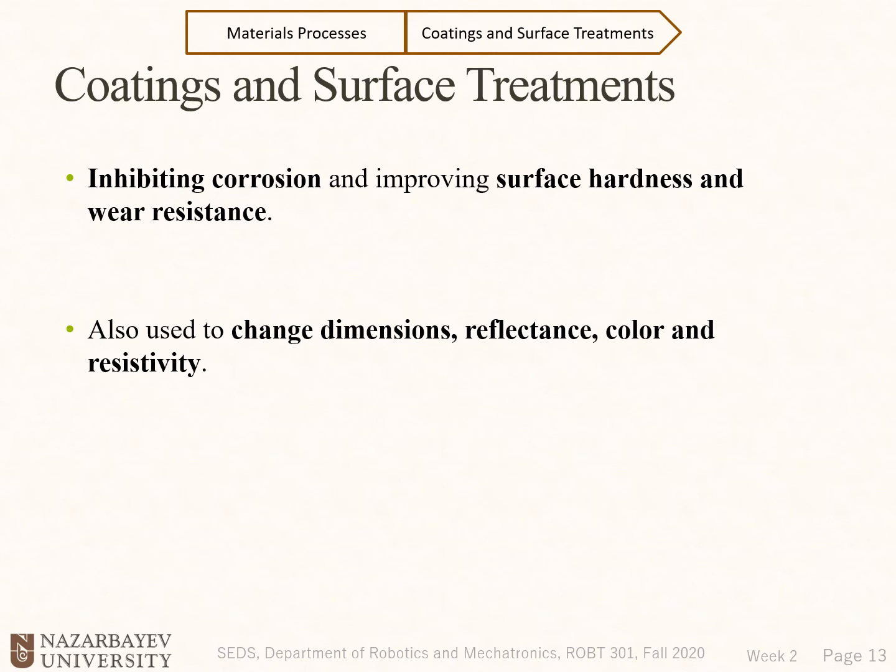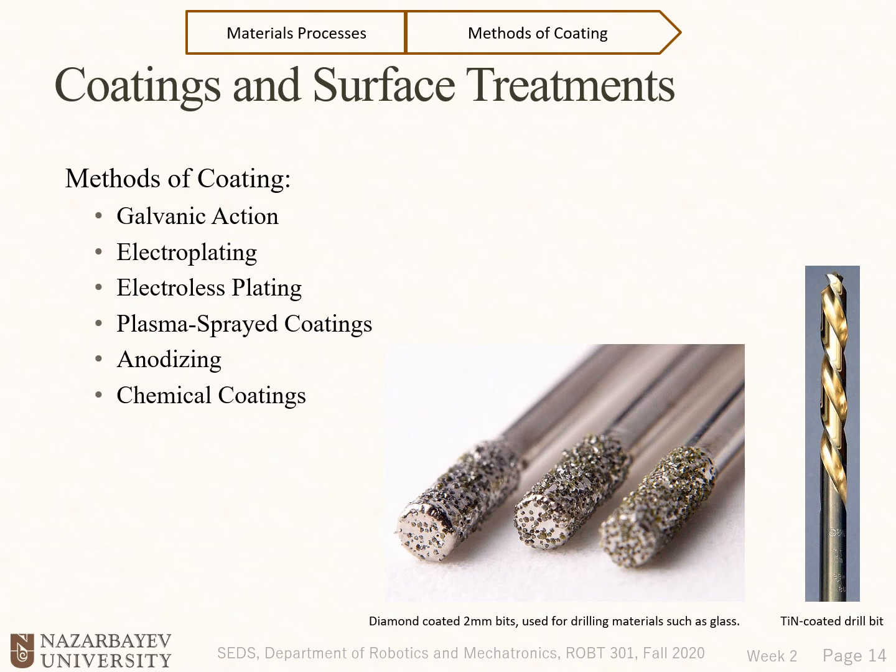Another type of process is coating and surface treatment. Coating and surface treatment inhibit corrosion and improve surface hardness and wear resistance. They are also used to change dimensions, reflectance, color, and resistivity. So methods of coating include galvanic action, electroplating, electroless plating, plasma spray coating, anodizing, and chemical coating. Some of them might be familiar to you from physics or previous courses you had. Again, if you want the details of each method, you could refer to the book. But this list will serve the purpose for this specific course.